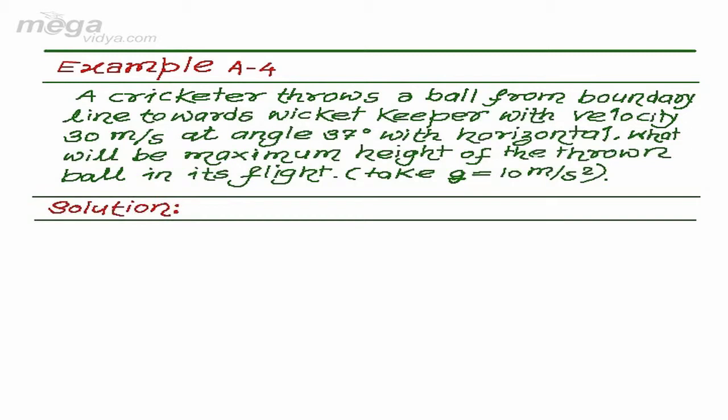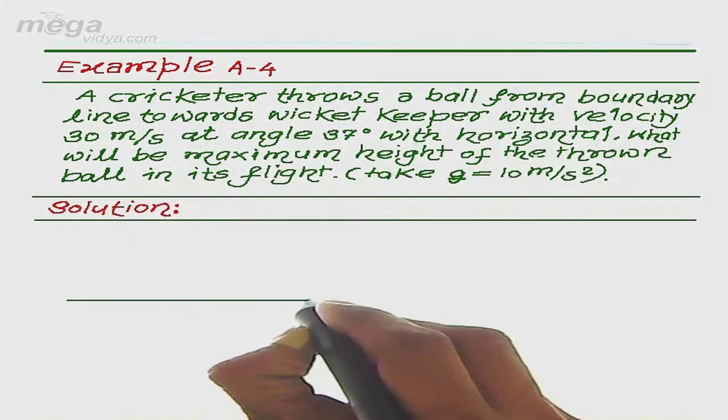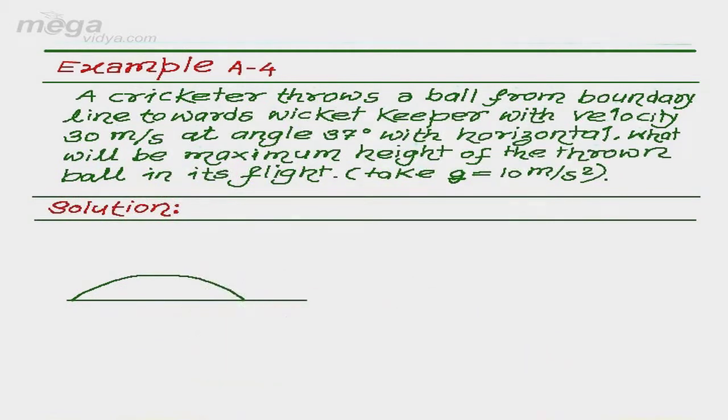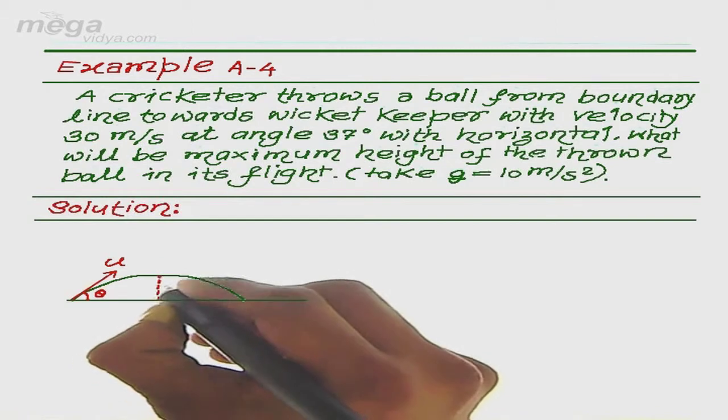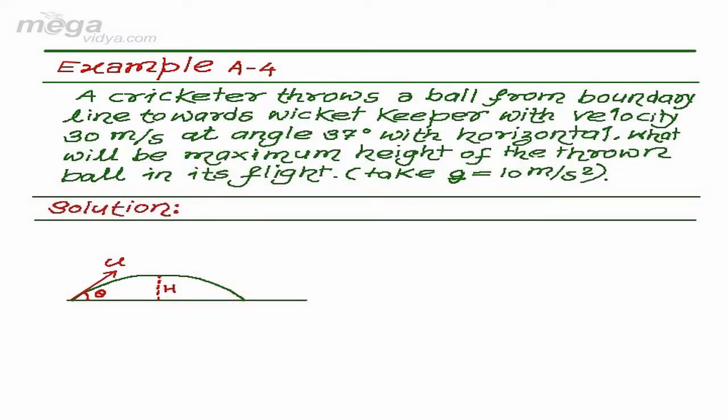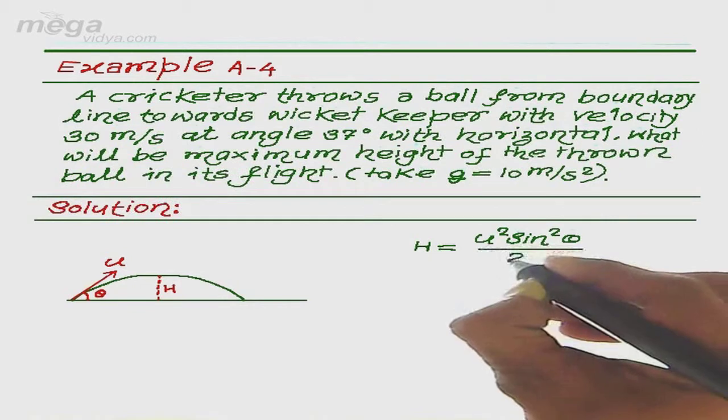So, to solve this example, we can easily picturize the theme of the question as I am doing here. Say, the thrown projectile follows this path. Here, as we know, for a projectile thrown with velocity u at an angle theta with the horizontal, maximum height h can be given by u square sine square theta divided by 2g.